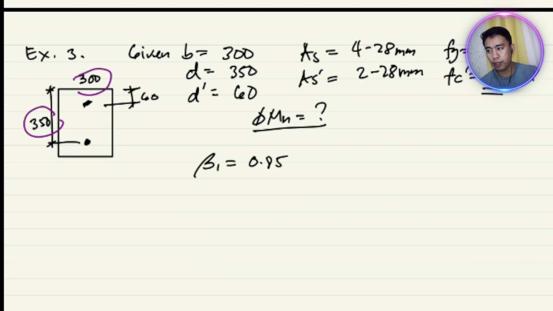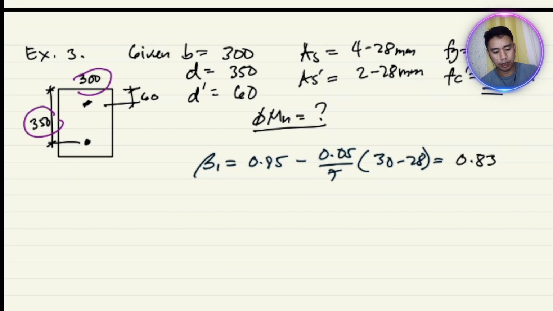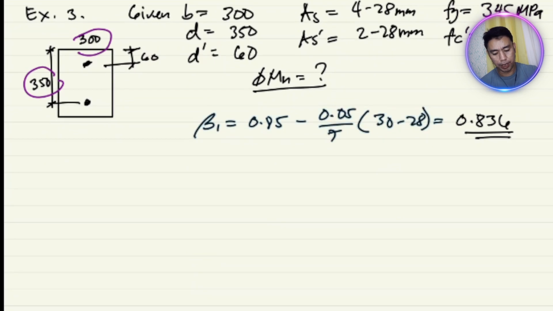0.85 minus 0.05 over 7 times 30 minus 28. Calculating this one, this is 0.836. Okay? Solve na lang natin yan para hindi na natin balikan mamaya.